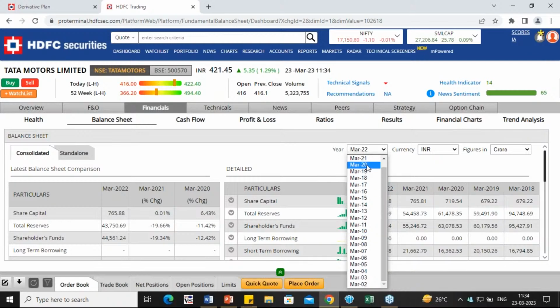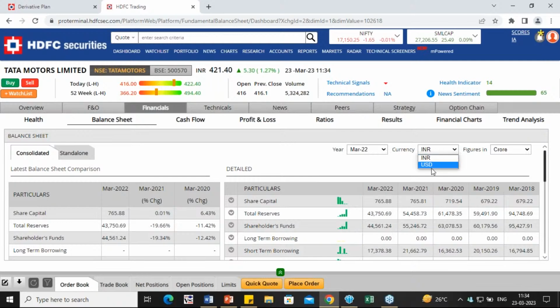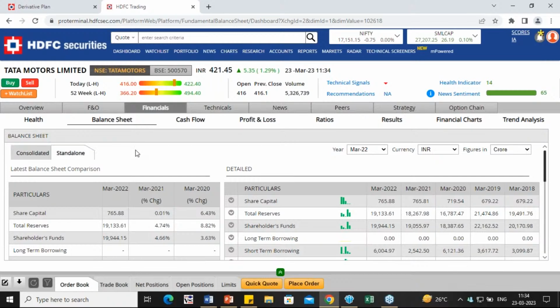You can see March, we have given data from 2022. In currency, if you want to switch to USD or INR, those who are NRI customers will also easily understand. Figures are also in crores and millions, so you can just filter from here. We are giving consolidated information and also standalone over here.